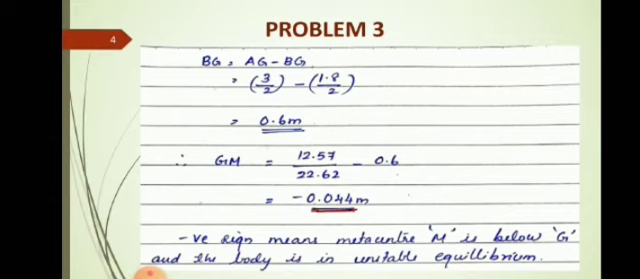So the metacentric height, you have calculated it and you have got it as minus 0.044 meters. What does that negative sign indicate? The negative sign means that the metacenter is below the center of gravity and the body is in unstable equilibrium. That is, when it is tilted, it may not come back to its original position. So that is the meaning of the negative symbol. It means that the body is not in stable equilibrium.